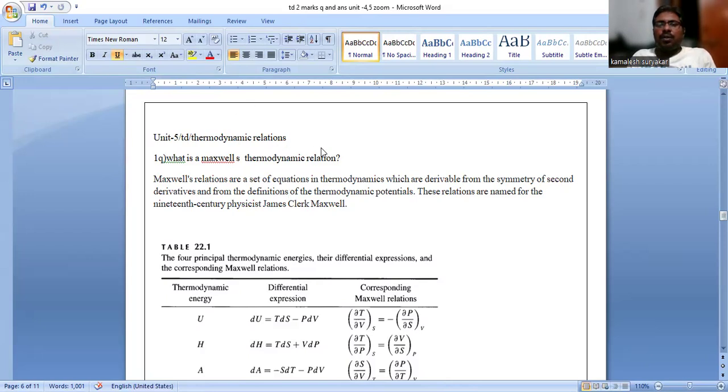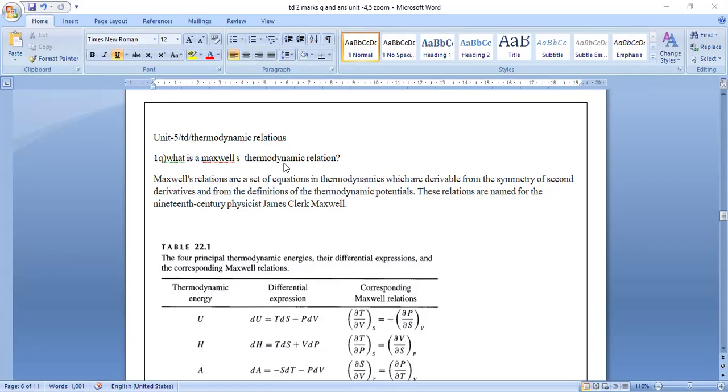We have to explain about thermodynamic relations. What are thermodynamic relations? Generally, thermodynamic relations mean relating pressure, volume and temperature. After that come entropy, enthalpy and specific volume. Then you will come to Maxwell's equations.